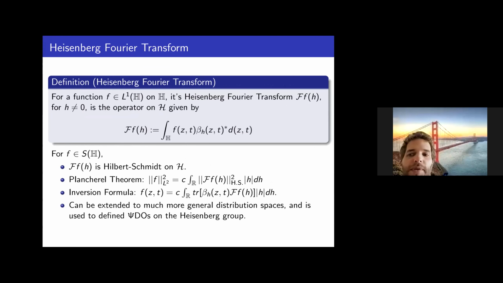This Fourier transform has most of the usual properties of the classic Fourier transform. For a nice enough function, the image of this Fourier transform is also nice. For a Schwartz function, the Fourier transform is a Hilbert-Schmidt operator. There's a Plancherel theorem associated with this Fourier transform, and also an inversion formula. Here I'm being a little cavalier about what the actual target space is, but it's not very important at the moment. This Fourier transform can be extended to tempered distributions, and it can also be used to define pseudo-differential operators adapted to the Heisenberg group, and maybe hopefully FIOs as well.